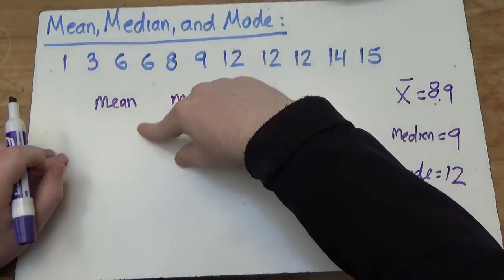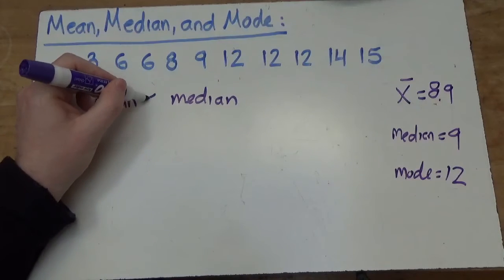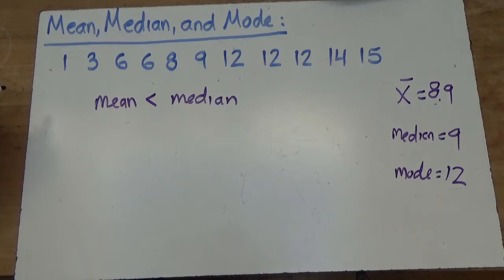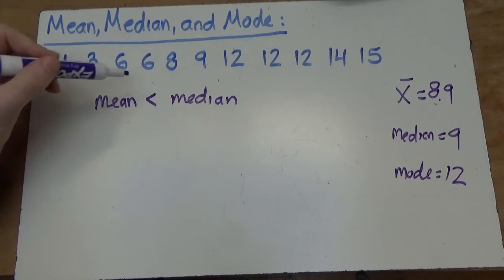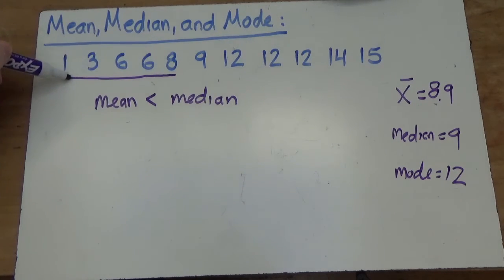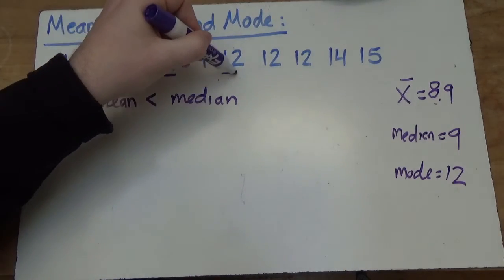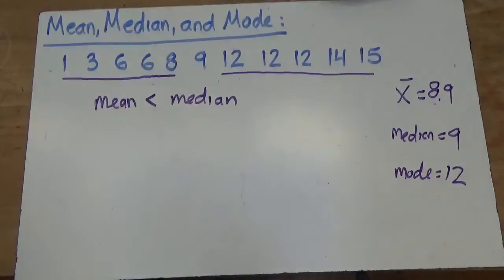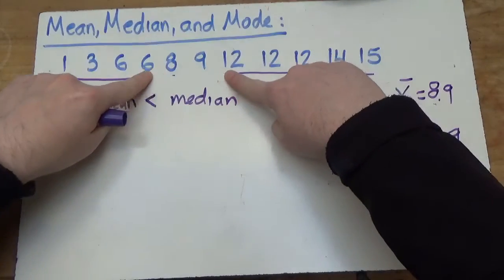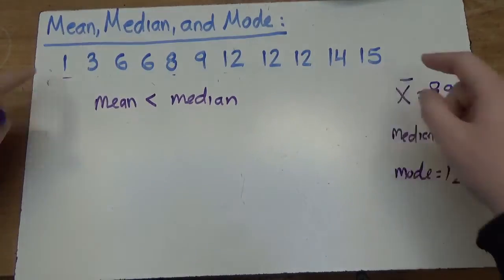If, on the other hand, the mean was less than the median, as it is very slightly here, that means that these lower numbers are lower on average than these higher numbers are high. Right? This tells you something about the data.